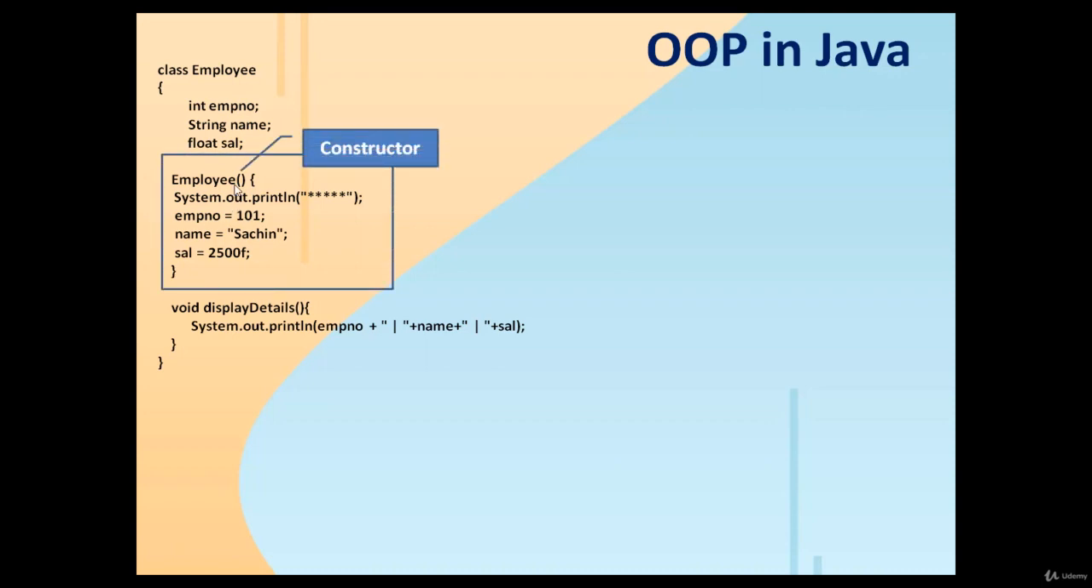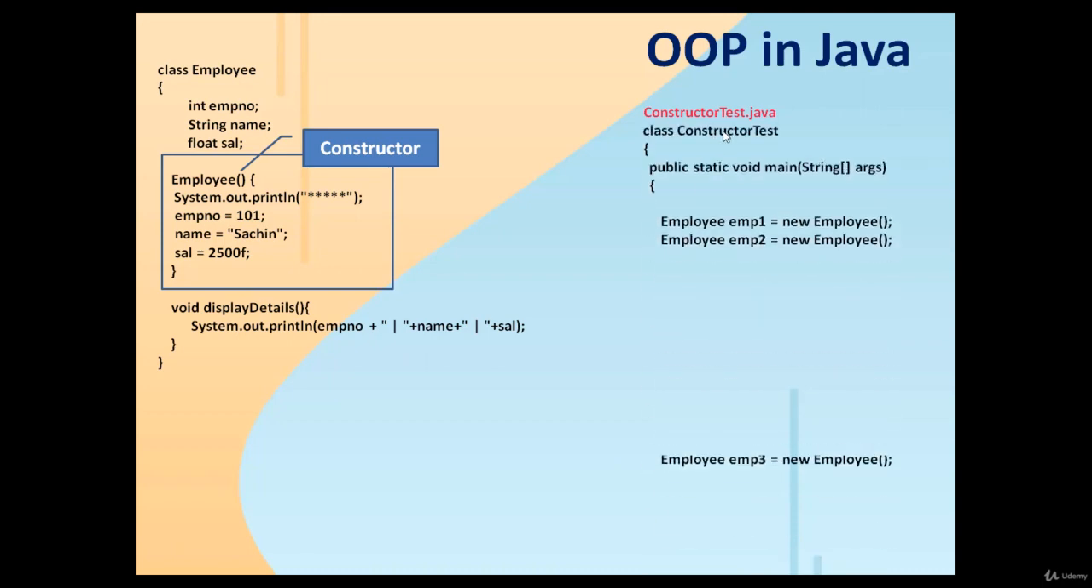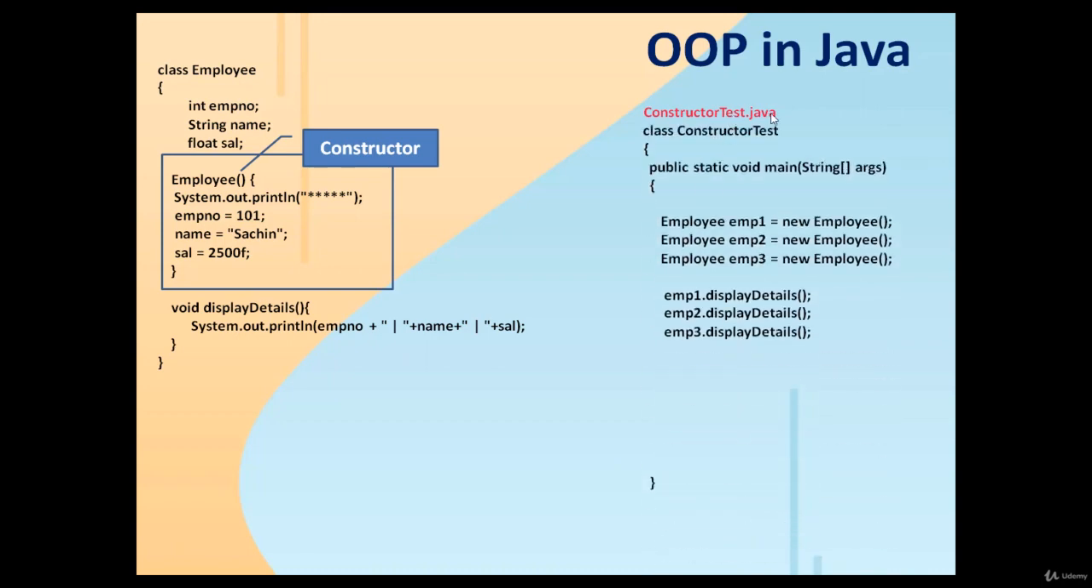Why is it called a constructor? A method whose name is the same as the class name, with no explicit return type. This method gets executed whenever an object of a class is being created. Now what we do is, we'll have ConstructorTest. This ConstructorTest contains the Employee class also. The ConstructorTest main method creates three objects: new Employee, the first object, again new Employee, the second object, new Employee, the third object.